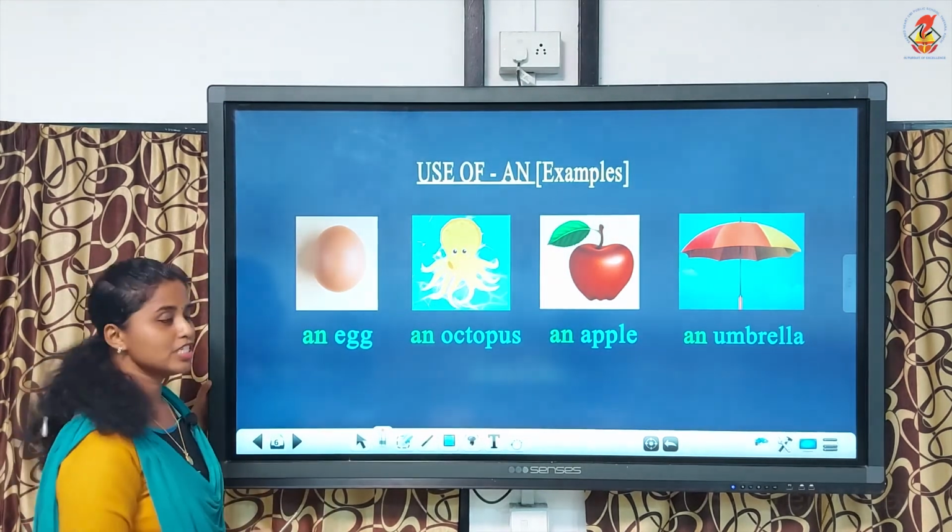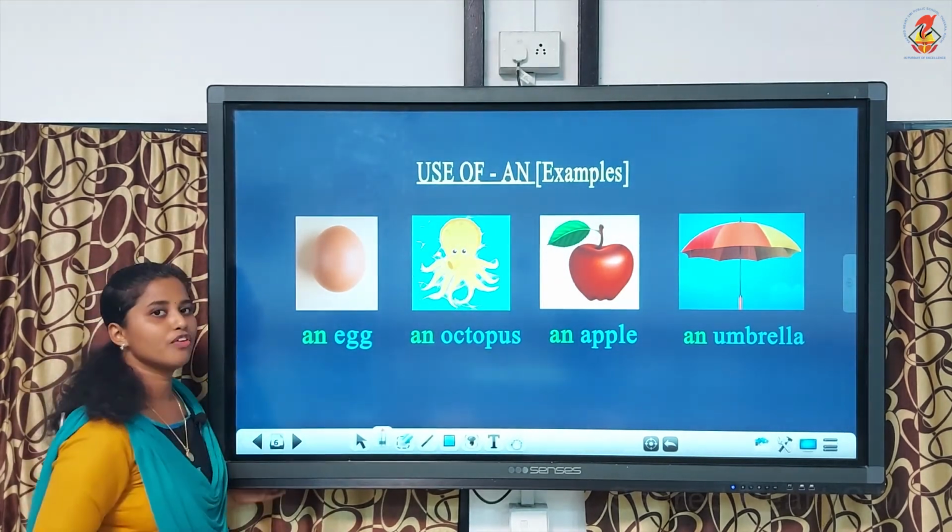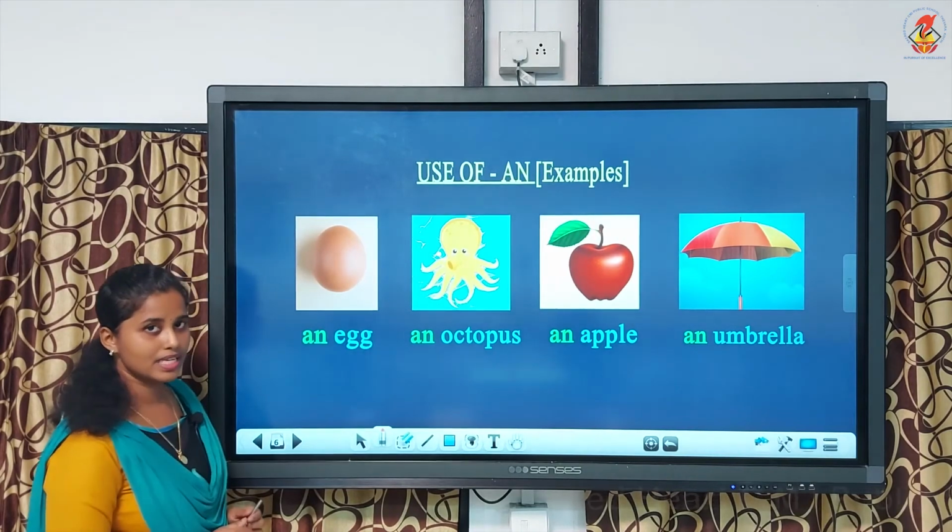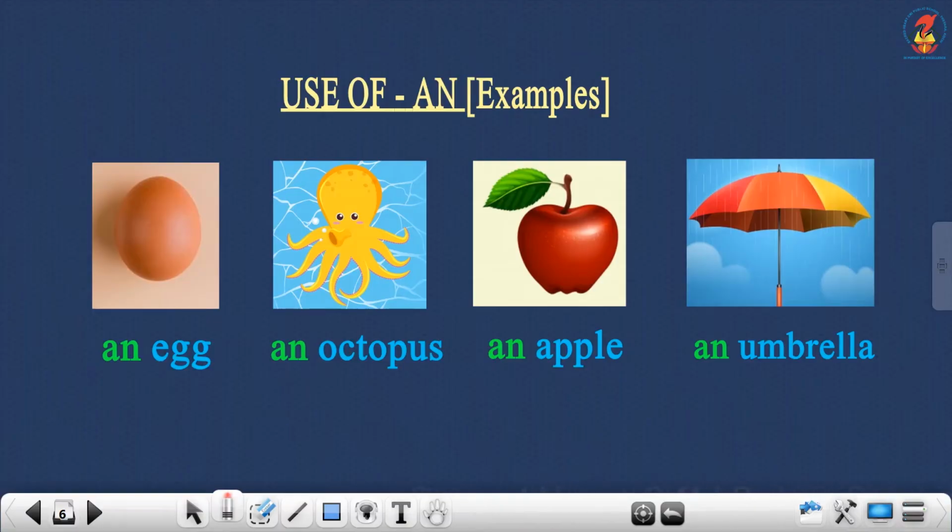Here the first picture is a picture of an egg, isn't it? And the word egg begins with the letter E, and E is a vowel sound, isn't it? E is a vowel sound, and then you should write which article, a or an? Very good. You should write the article an.